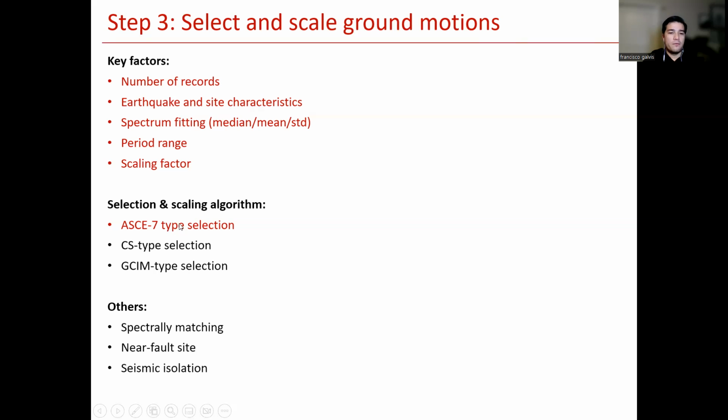Then there are different kinds of algorithms for selecting the ground motions. There are three leading ones. The one that's specified in the code, ASCE 7, is the one you have the opportunity to use in this module. But there are other ones, conditional spectrum or generalized conditional intensity measure, that allow you to consider other types of intensities beyond the spectral, like duration, things like that. And there are other factors to keep in mind, right? If you're really close to a fault, maybe the pulse period is important. And if you have a seismically isolated building, there are other factors that come into play when you want to select ground motions.